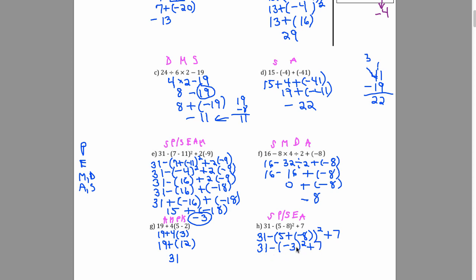Subtraction here. Exponent, addition. We'll do the exponent next. 31 minus negative 3 times itself twice. The sign will be positive. 3 times 3 is 9. Plus 7. We have left subtraction and addition. We'll do these left to right. 31 take away 9 will be 22. 22 plus 7 equals 29.